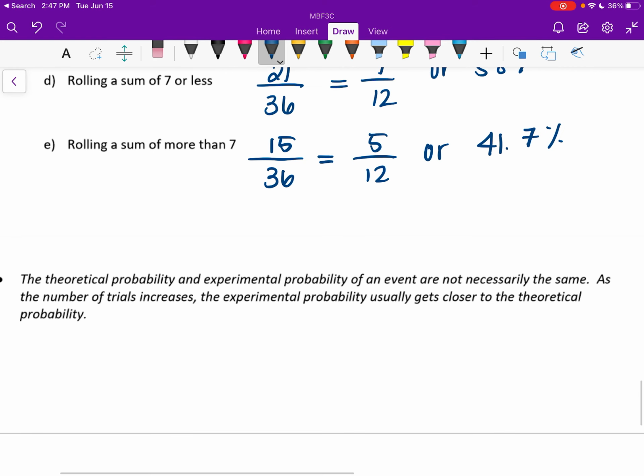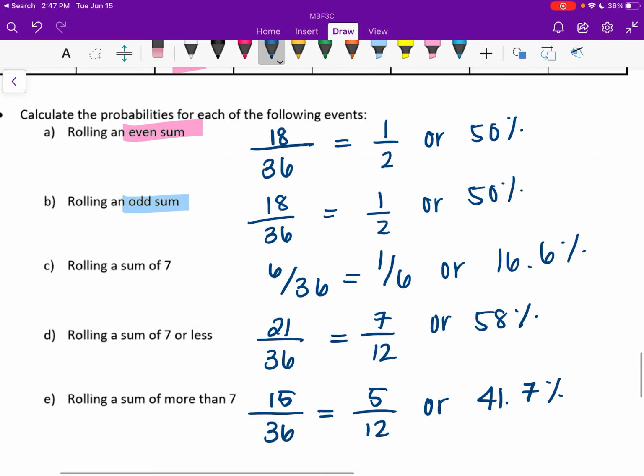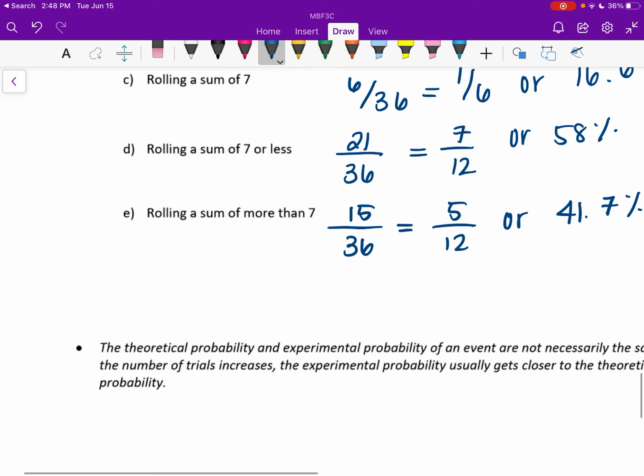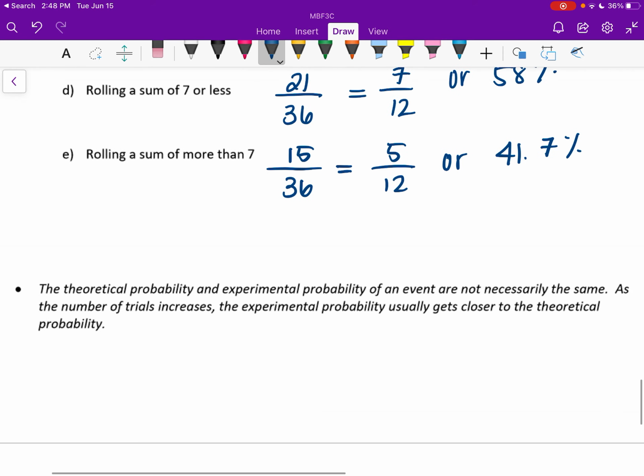So the thing with theoretical and experimental probability is that theoretically you should get this. Theoretically, about 50% of the time when you roll those 2 dice, 50% of your numbers should be even, 50% of them should be odd. But you'll notice when we did experimental probability, they weren't exact. So what happens is that theoretical and experimental probability are not necessarily the same because there's always room for error.